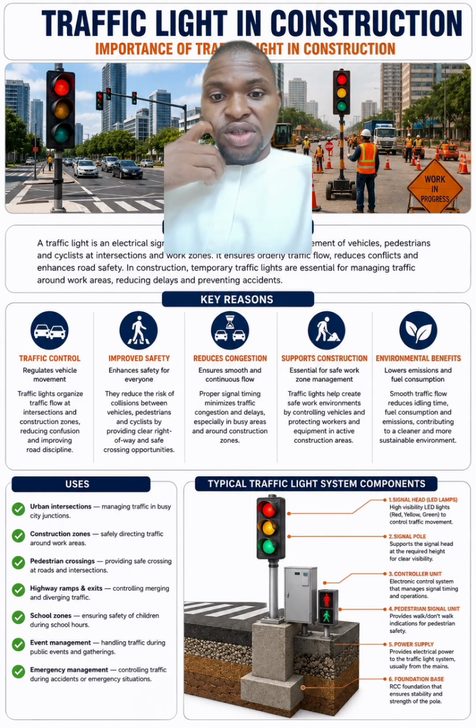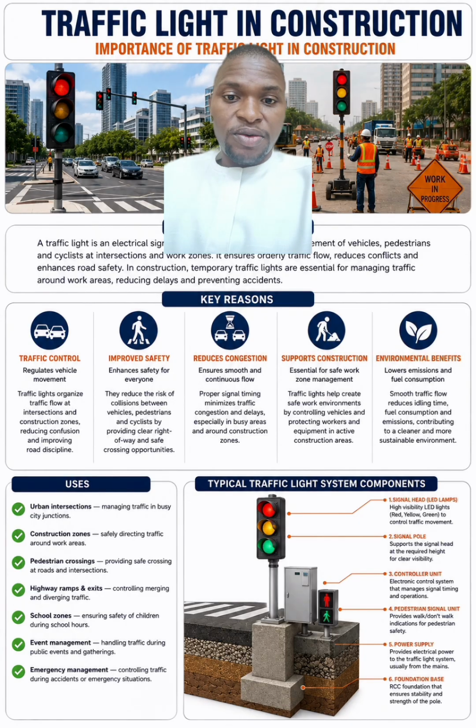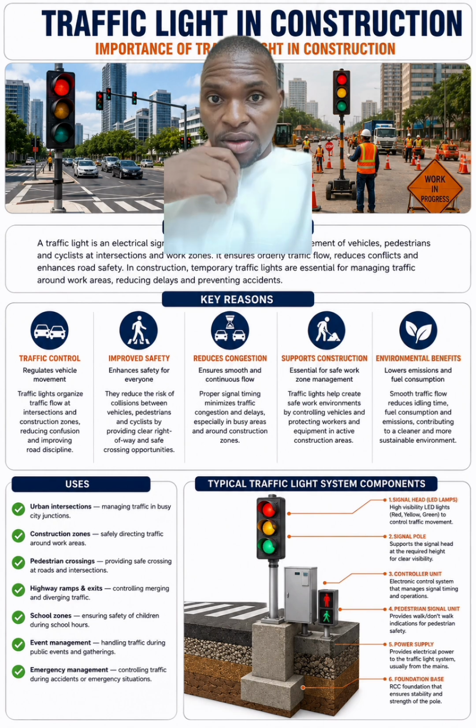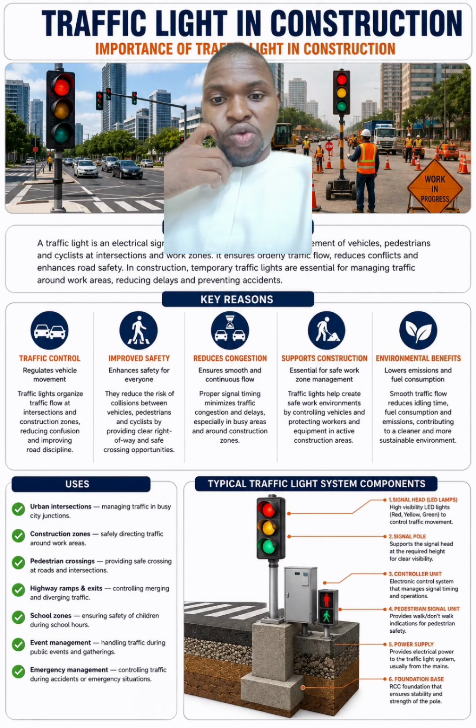So the picture we have here is a typical traffic light system. So you can see all the components of the traffic light, right? We have the signal head, then we have the signal pole. From the signal head to the signal pole, then we have the controller unit, then the pedestrian signal, then the power supply, then we have the foundation base. So this is just a setup of a typical traffic light system.